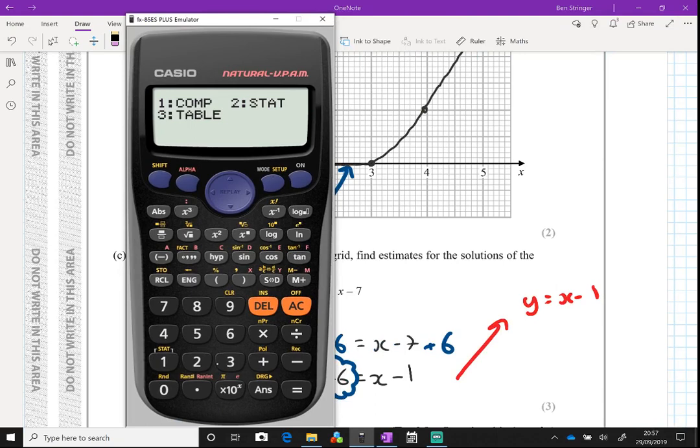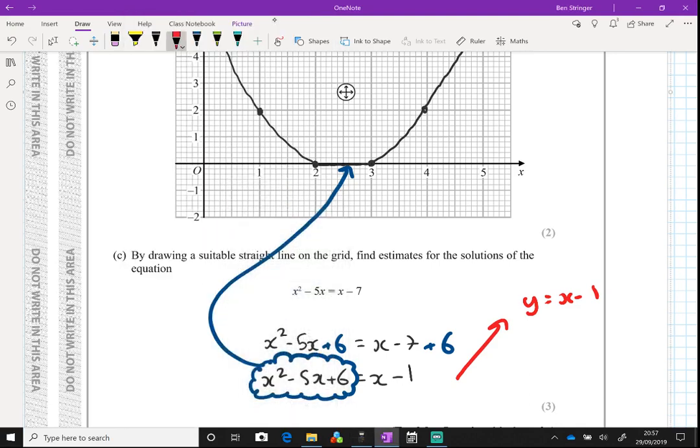Mode, table, x take away 1, starts at 1. Oh, we don't want it to start at 1. Press AC to get back to where it would start at 0, finish at 5 if I remember, going up in ones. So when x is 0, y is negative 1.